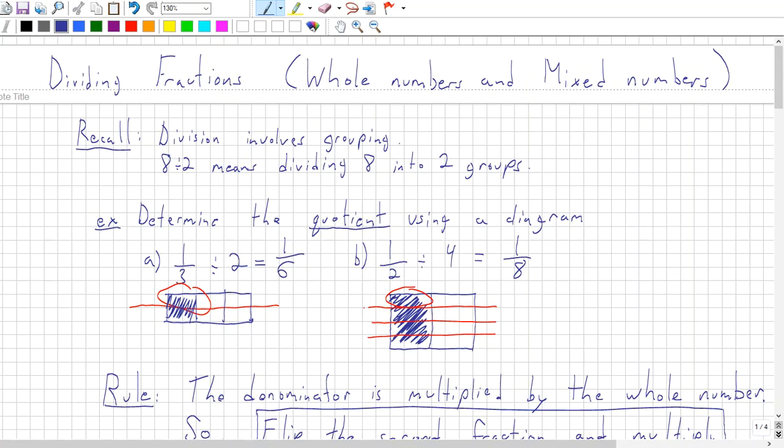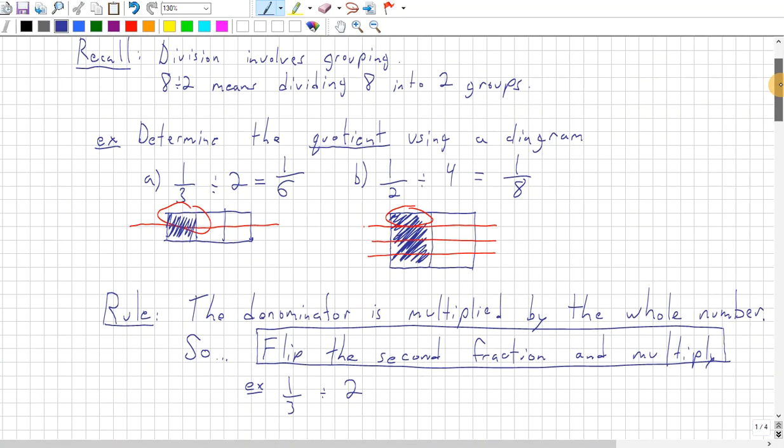So that's using a diagram, looking to see, okay, well, what do I cut this diagram into, how many parts, 4, 2, whatever, trying to see how division with fractions works. Good, a decent way to visualize it. So here, as we did before, we're going to come up with a rule. The rule is the denominator is multiplied by the whole number. If you look at this, the denominator of 3 was actually multiplied by the 2. The denominator of 2 to get to 8 was actually multiplied by the 4. So we're going to flip the second fraction and multiply. That's the basic rule of division.